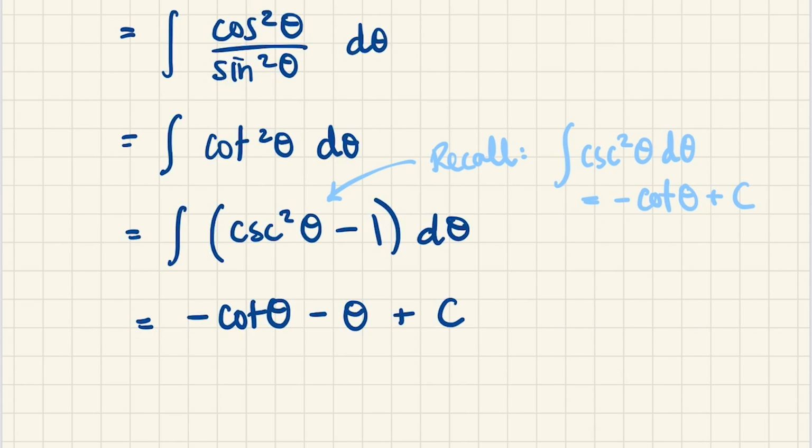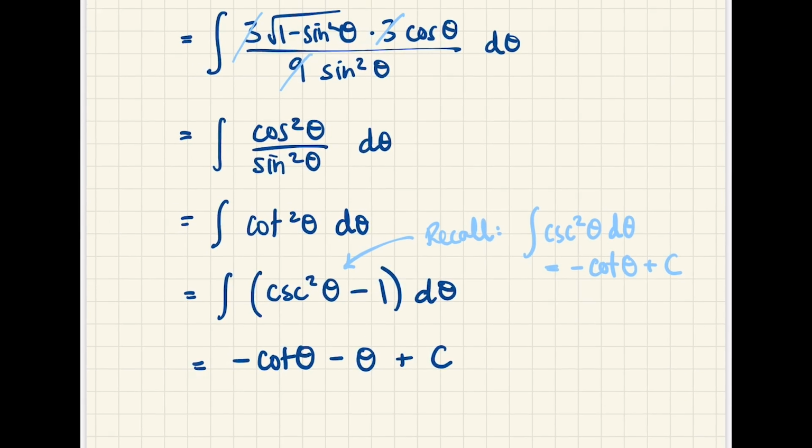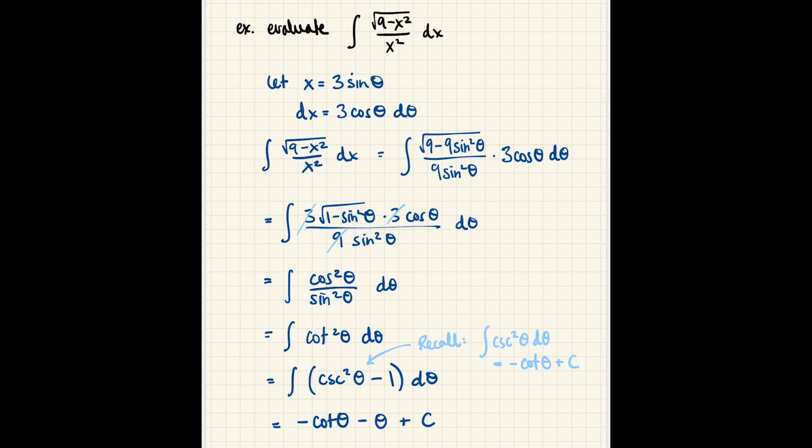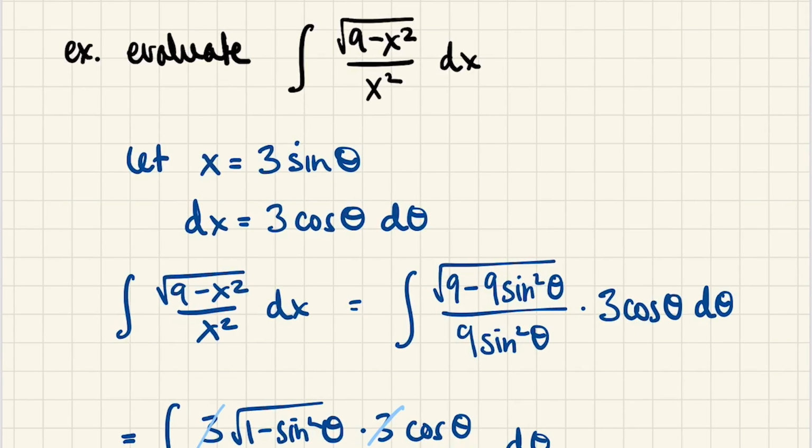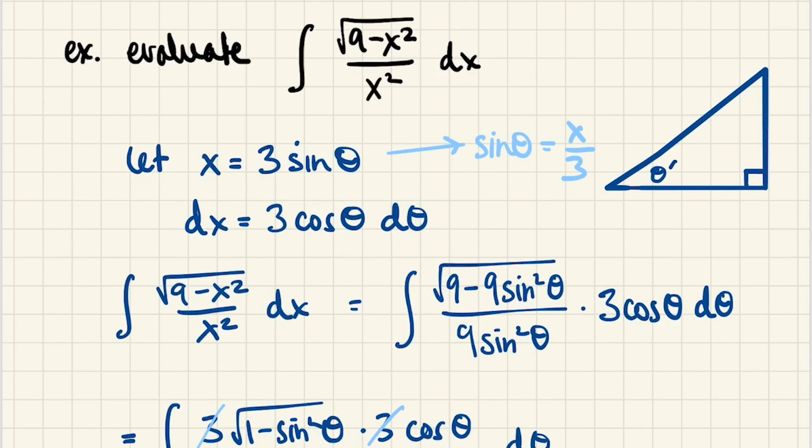So the last step of this would be simply to convert everything back over to x, and we're going to need a triangle to do that. So let's look at the original substitution. x is equal to 3 sine theta. Well, this means that sine of theta is x over 3. So placing our theta in the triangle, we know that sine concerns the opposite side over the hypotenuse. So if sine of theta is x over 3, then we'll label the opposite side x and the hypotenuse 3.